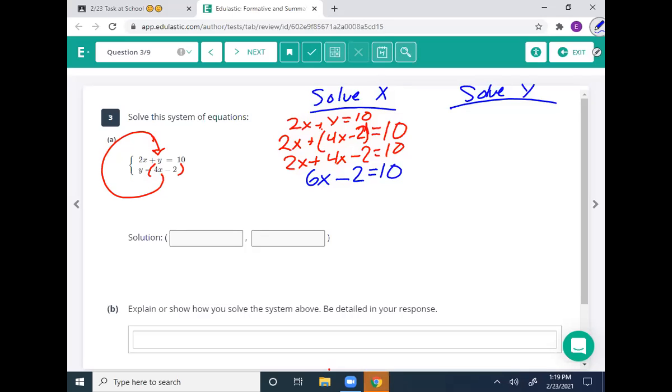What's my next move to get my x by itself? Ethan, what do you think? I have a 6x minus 2 is equal to 10. I want to get the x by itself. So I need to move that constant. How am I going to move it? You have to get rid of the 6. Can't do that. We have to get rid of the constant first. It's a minus 2. How do I move it over to the other side? You'd have to get rid of it, by doing what? Adding it. Yes, very good.